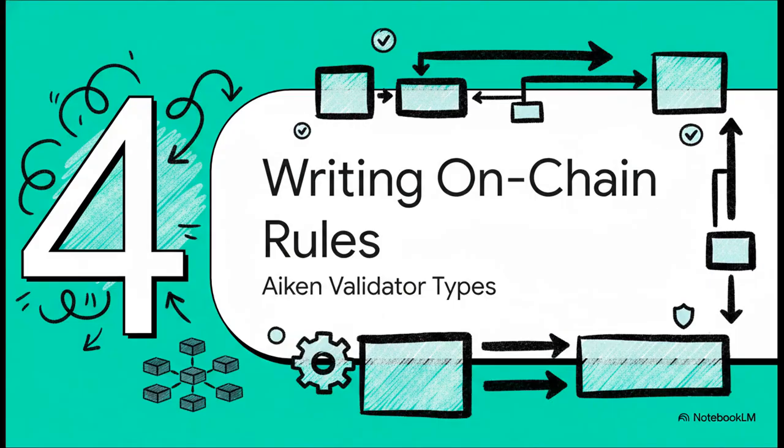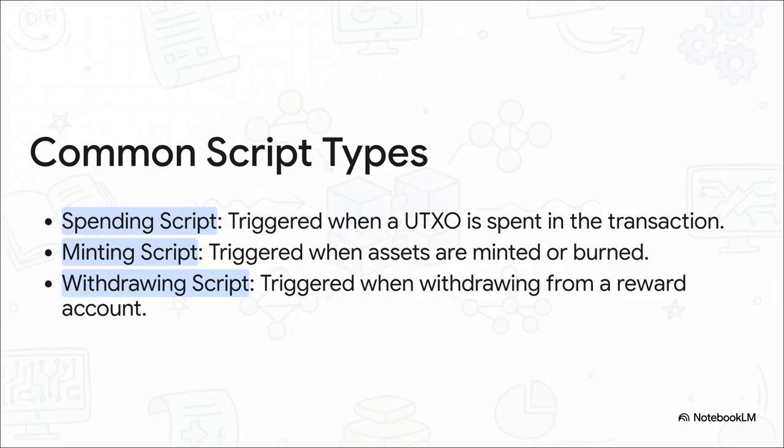Awesome. Now that we've got the core concept down, we can get our hands dirty and look at the different kinds of rules we can actually write. Aiken lets us create these validators for really specific jobs. You're mostly going to run into 3 main types. Spending scripts, which kick in whenever someone tries to spend a locked-up UTXO. Minting scripts, which, you guessed it, control the creation or destruction of tokens. And finally, withdrawing scripts, which are for pulling out staking rewards, though they have a super clever other use that we're going to get to in a bit.